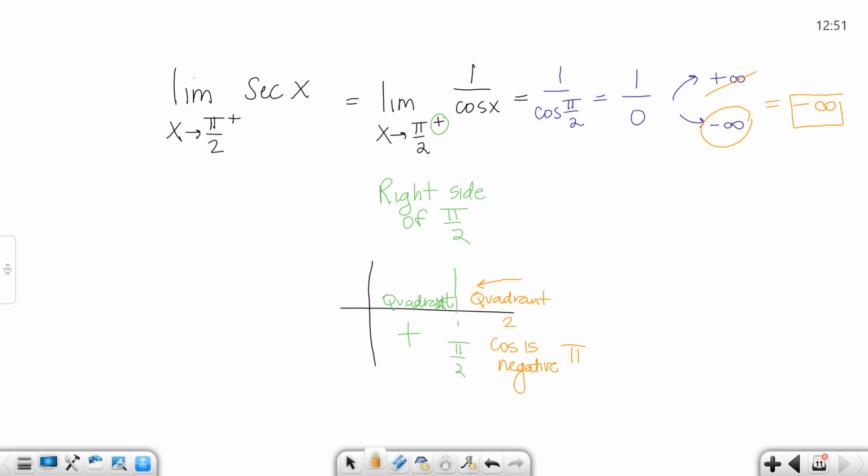Now, one of the reasons I picked this particular one is I wanted to make sure that when you were working these, you weren't thinking that this sign right here told you which infinity it went to. It does not. That sign right there tells you which way you're approaching pi over 2. It doesn't have any bearing on the answer of the problem. That little plus sign just tells you which side of pi over 2 you are looking over.